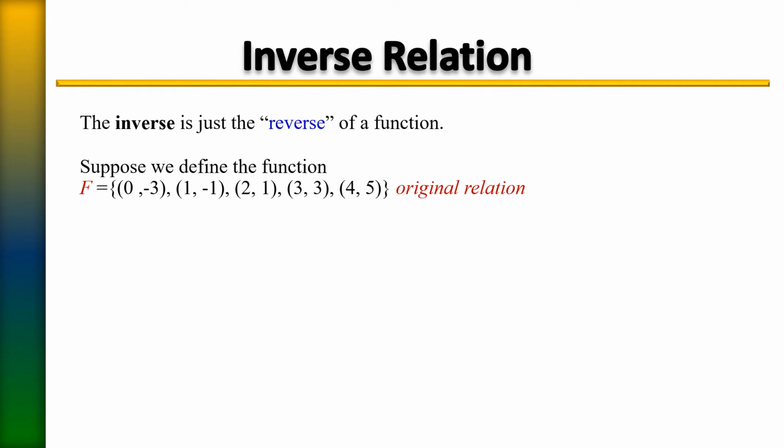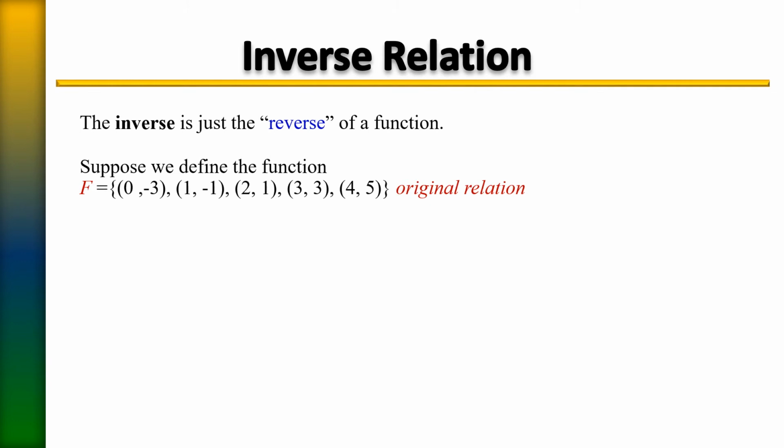All we have to do is simply switch or swap our ordered pair coordinates, and you will have the reverse or the inverse of that function. So take all your x's and move them to y's place, and vice versa. Take your y values and move them to x's place.